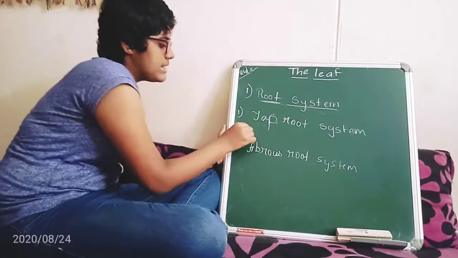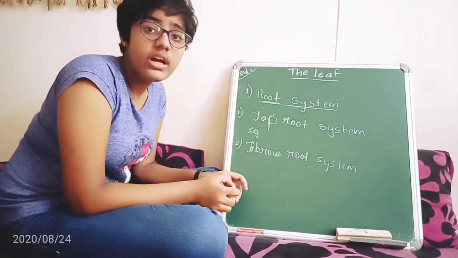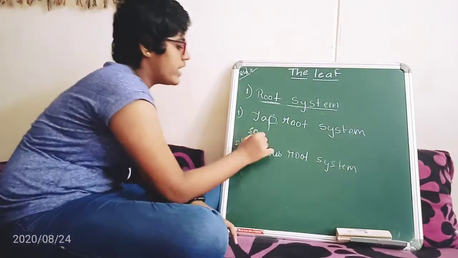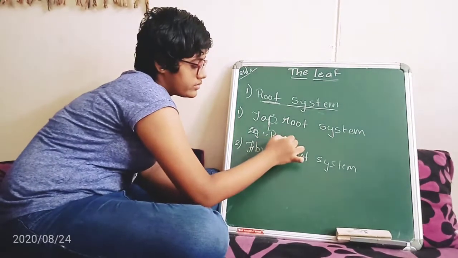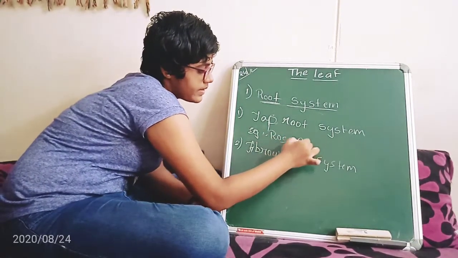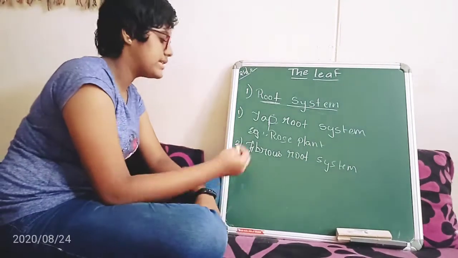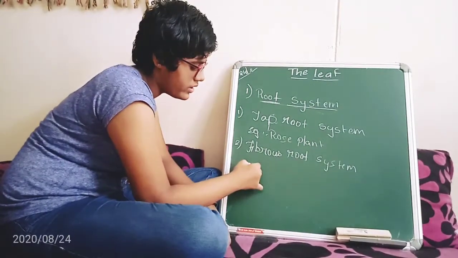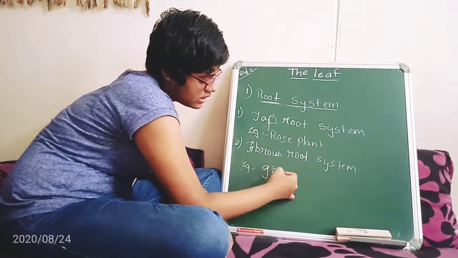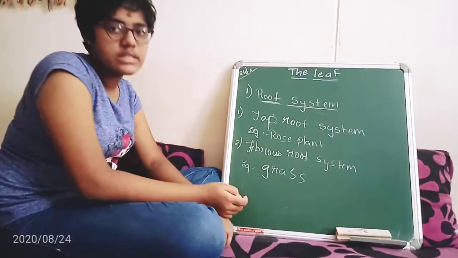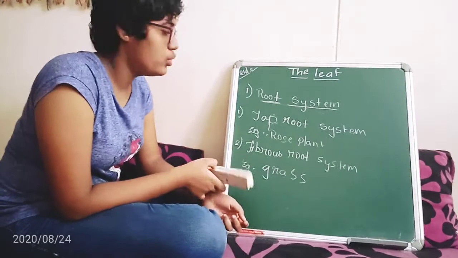For the taproot system, you can write any of the examples, such as rose plant, hibiscus, etc. For the fibrous root system, an example you can see is grass. Cows will graze the grass. Okay, with this we are clear with the root system.